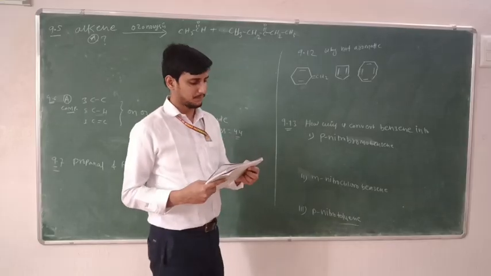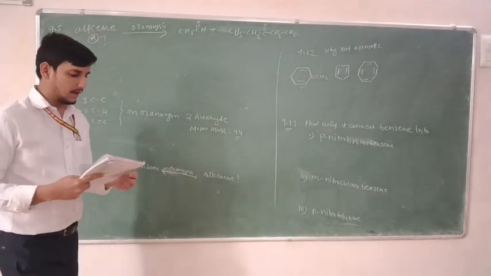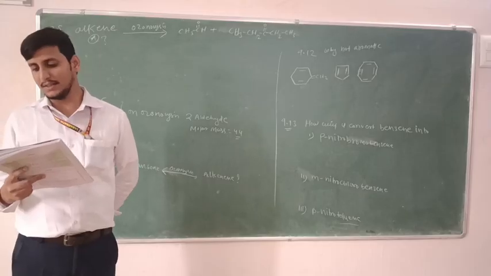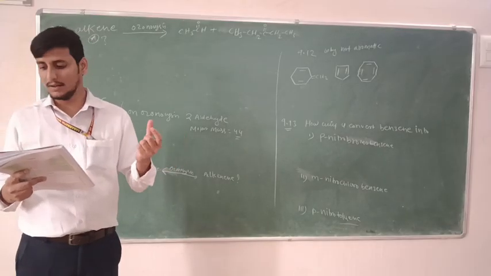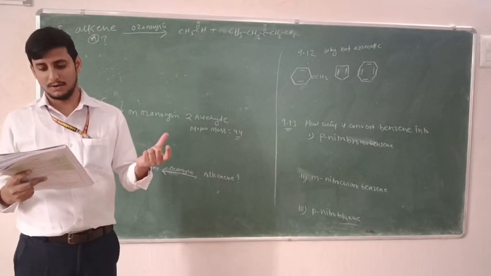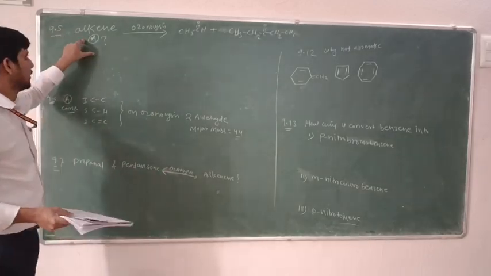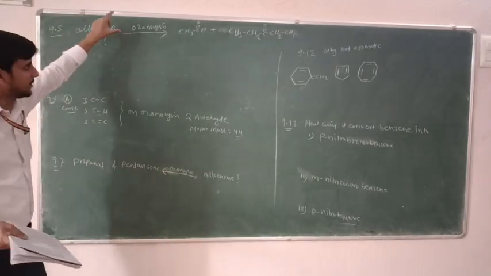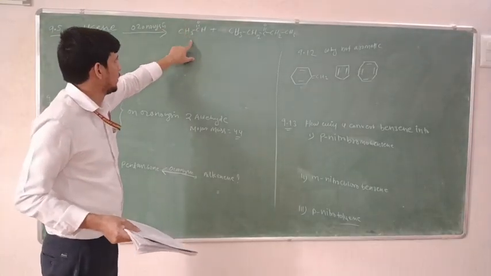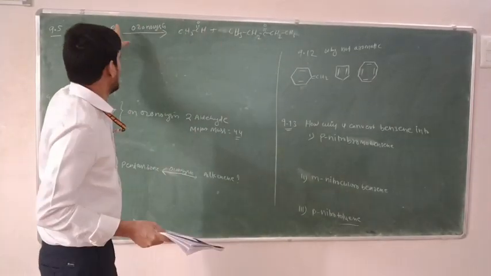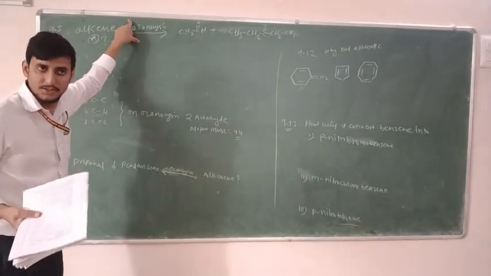Now question number 5. It asks: an alkane A on ozonolysis gives a mixture of ethanal and pentan-3-one. Write the IUPAC name of A. What will be A? He gave this data: ethanal and pentan-3-one. And it is ozonolysis.